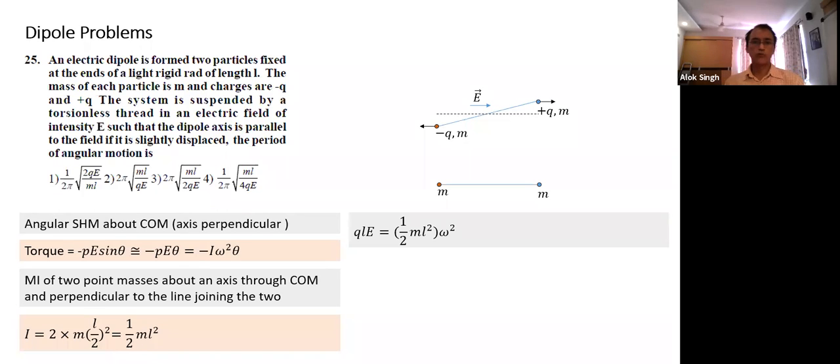So let me put those values here. We substitute the values. Theta gets cancelled, minus minus. In place of P, the dipole moment, Q into L. E is the same. In place of I, I put 1 by 2 mL square, omega square. The time period is 2 pi by omega. That's the expression.